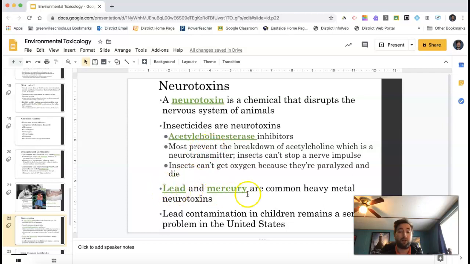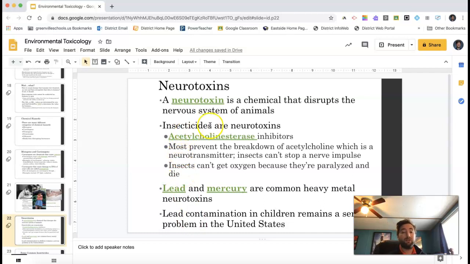Lead and mercury are common heavy metal neurotoxins, so they make you forgetful, confused, and all kinds of stuff like that. Lead contamination in the United States is a really big problem still, and most of this is in the form of water. A lot of pipes are made out of lead, so the water slowly eats away at the lead, and then you get lead into your drinking water. It's a really big problem for kids. Flint, Michigan is a prime example.